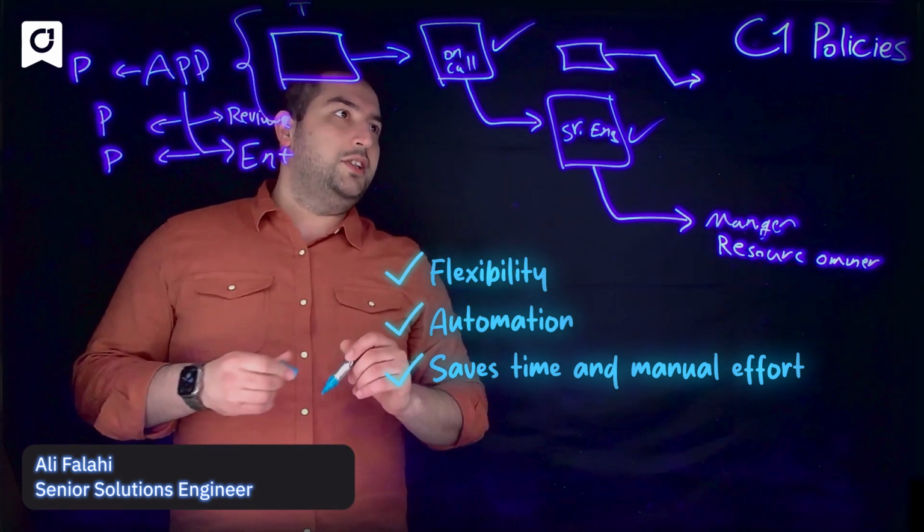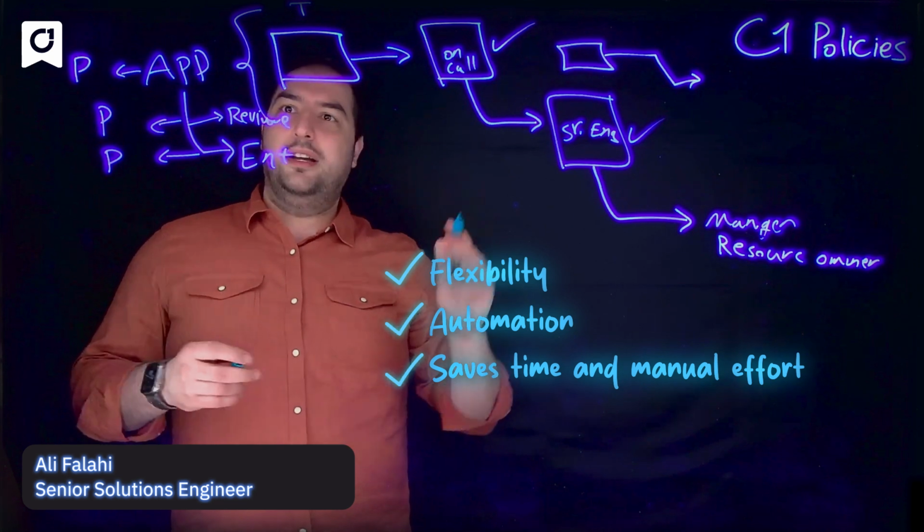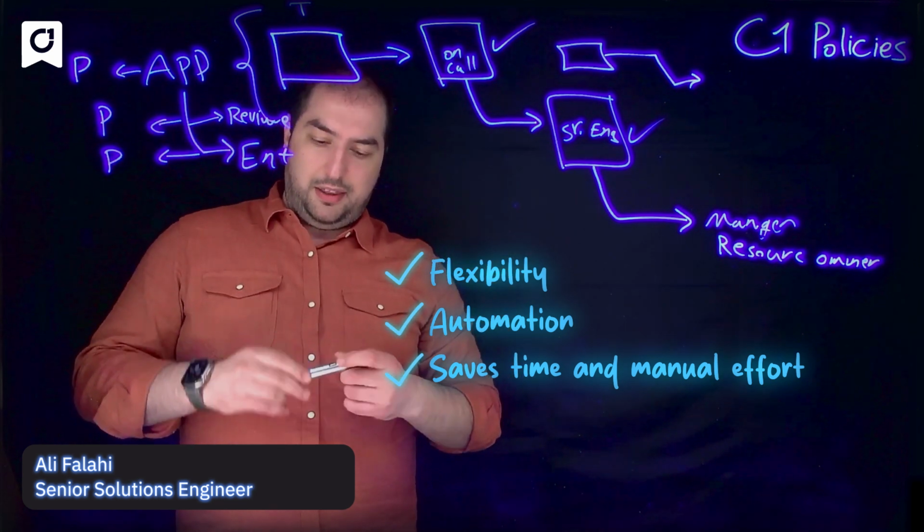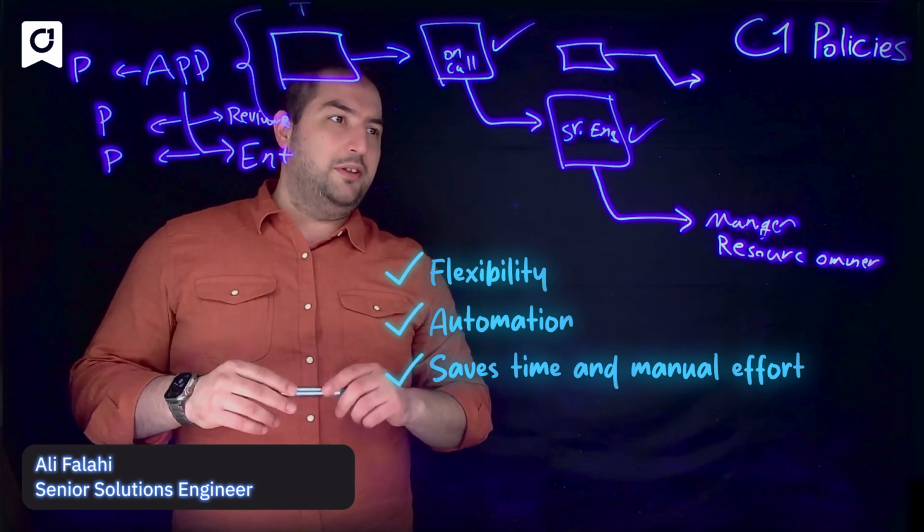So in a nutshell, that's how the C1 policies work. They're hierarchical. They can be applied at different layers on the platform, and they are used to reduce the work that you need to do with the reviews.